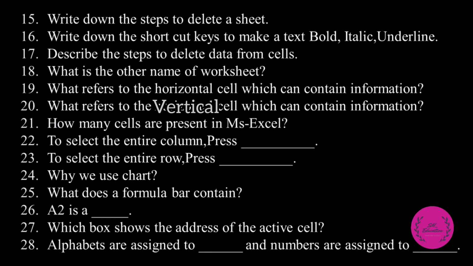24, why do we use a chart? 25, what does a formula bar contain? 26, A2 is a dash. 27, which box shows the address of the active cell? 28, alphabets are assigned to dash and numbers are assigned to dash.